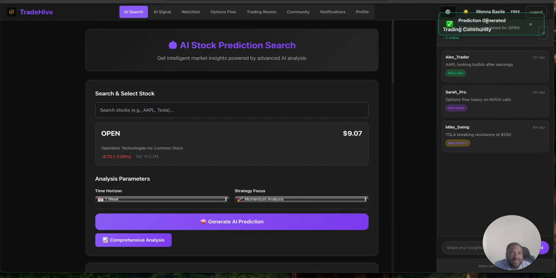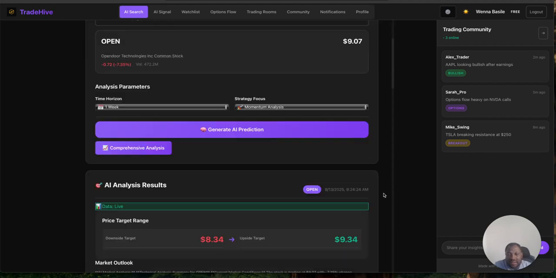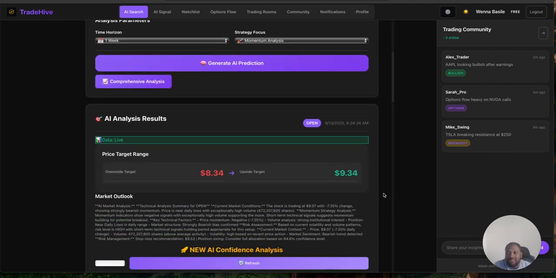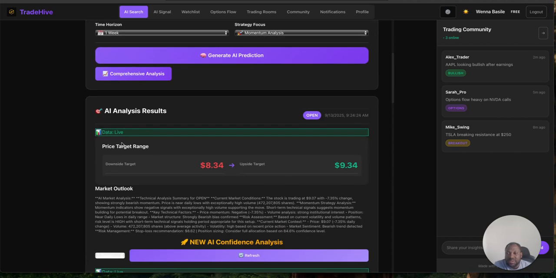So you can see on the right hand side here, there's a notification that says your prediction has been generated. You see how fast it is, with no latency. And then you scroll down, and immediately what you see is an AI search result. What this does is it gives you everything, right? Today it's 9:24 a.m. in the morning on a Saturday.